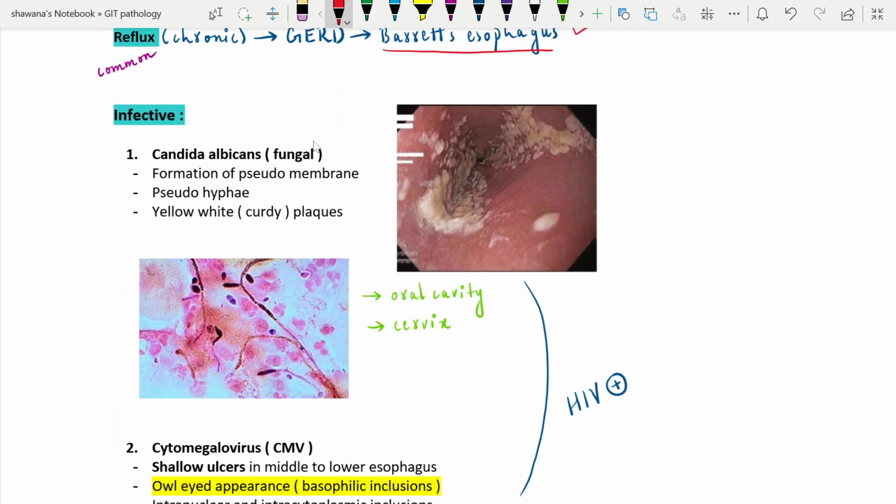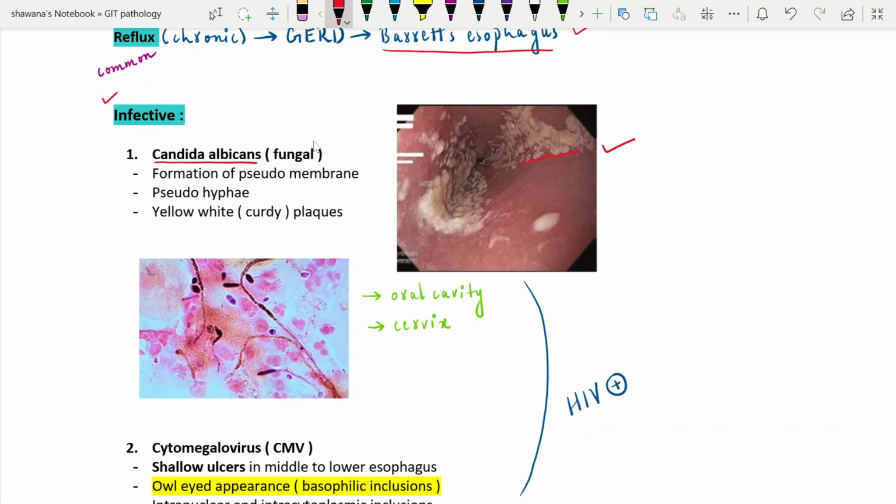Okay, the third is infective esophagitis. Infection can be due to fungus or viruses. The first is fungal infection. The most common fungus responsible for infective esophagitis is Candida albicans. Candida albicans causes infective esophagitis, and grossly we can see membranes.